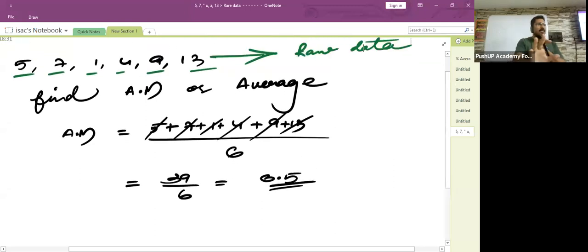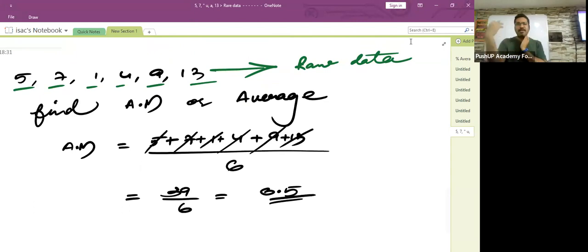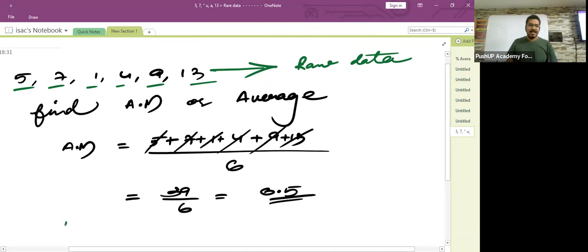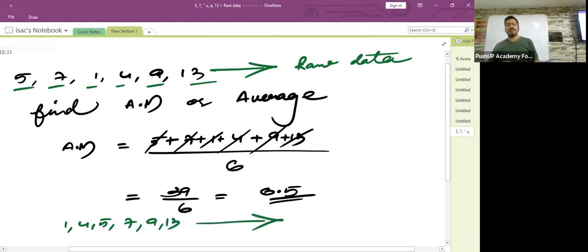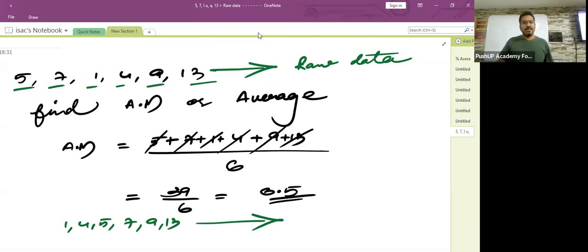So you understood this is raw data. I just took a few numbers and wrote them randomly. What if I had taken these numbers and written them as 1, 4, 5, 7, 9, 13? Now what will you call this data? Let me see, class 10 students, how many of you are going to answer it. There is a particular name given to this in statistics, which you had learned in the class 9 statistics chapter.